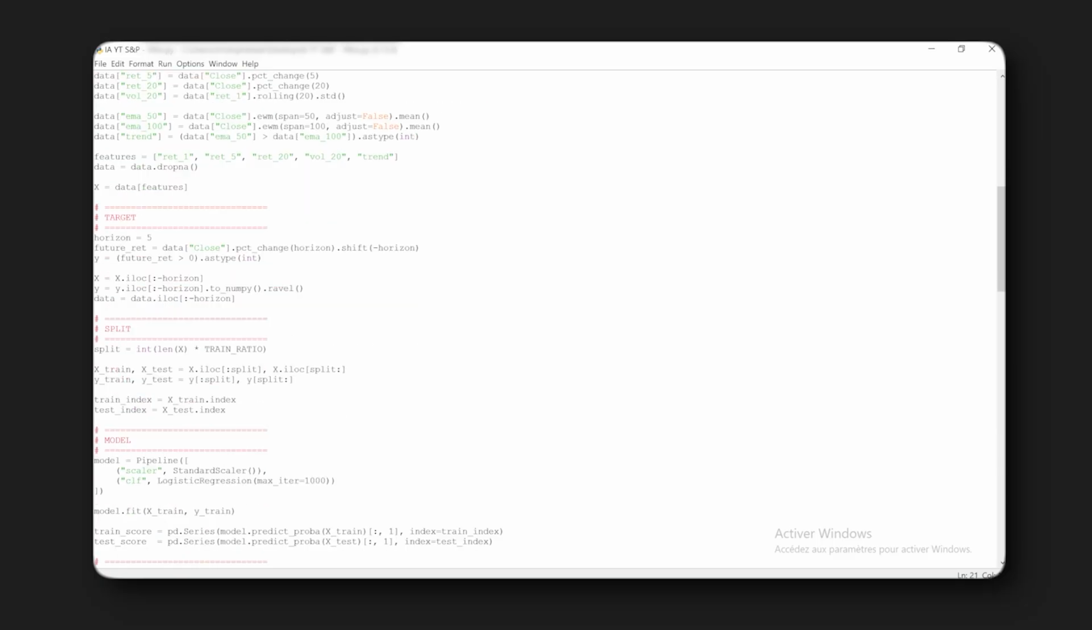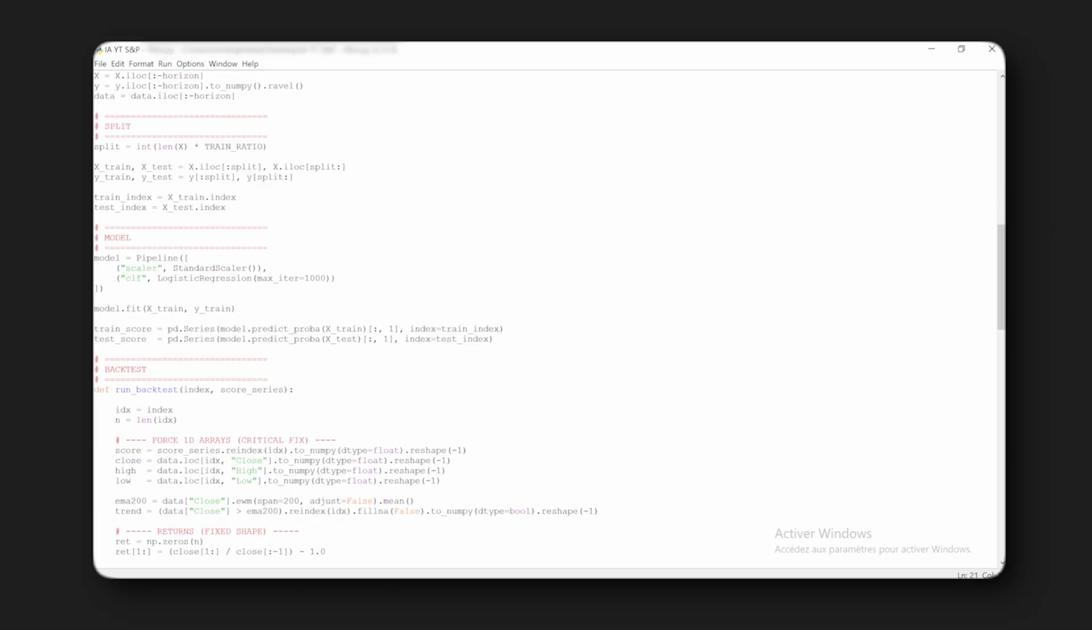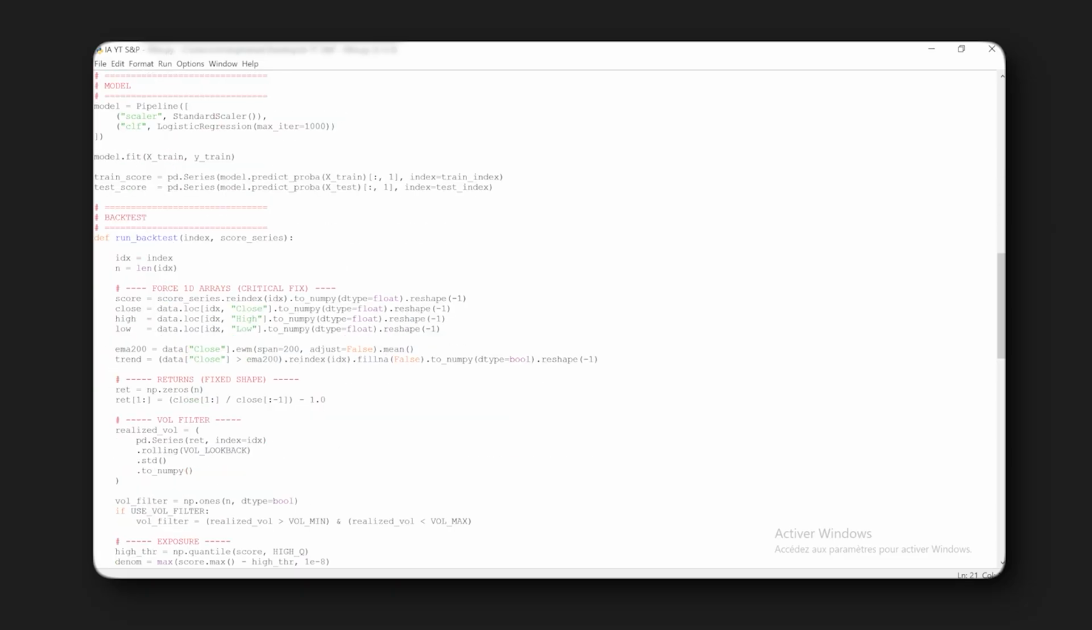The AI model. Intentionally simple. The AI itself is a logistic regression. Yes, something very simple. And that's by design. Simple models tend to generalize better, especially in financial markets where noise dominates signal. The model does not output a buy or sell signal. It outputs a probability, specifically the probability that the market will be higher over the next few days.